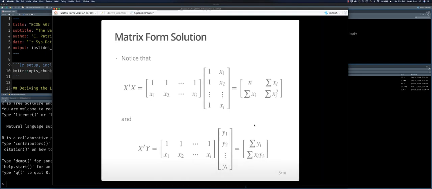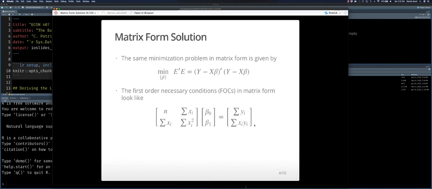Now, I want you to break apart some of this a little bit. So I'm going to go back and forth between this slide and the previous slide. We have this first term here, where we have n and summations of xi on the off diagonal elements, and then of course on the main diagonal elements we have n, and we have the summation of xi squared.